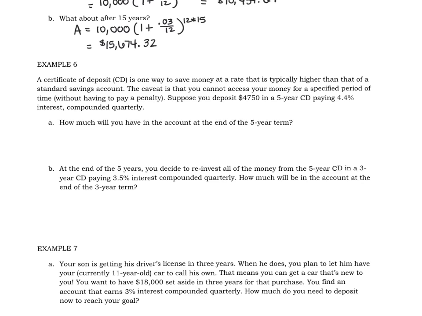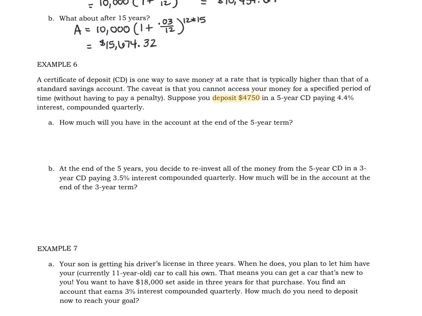All right, and then looking at example 6. A certificate of deposit is a way to save money at an interest rate that's usually higher than your basic standard savings account, except you have to leave it there without paying a penalty. So you are going to deposit $4,750 in a 5-year CD at 4.4% interest compounded quarterly.